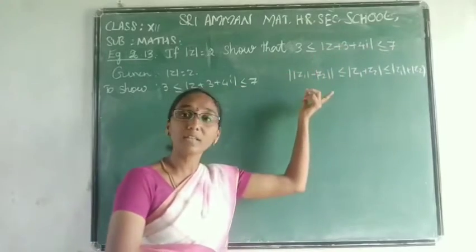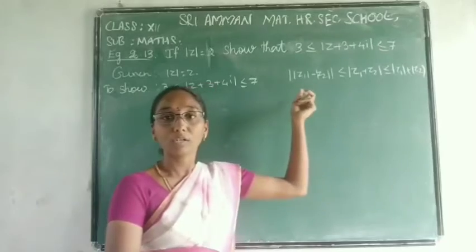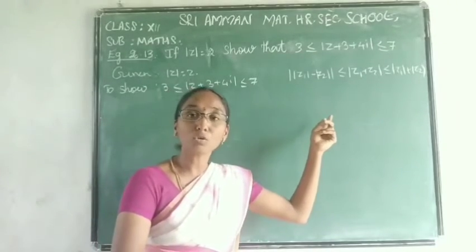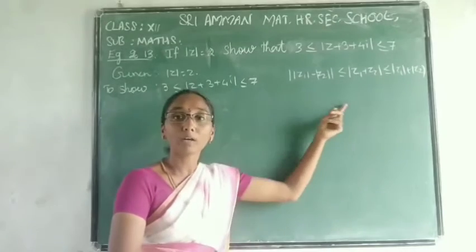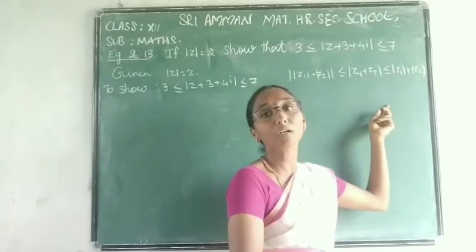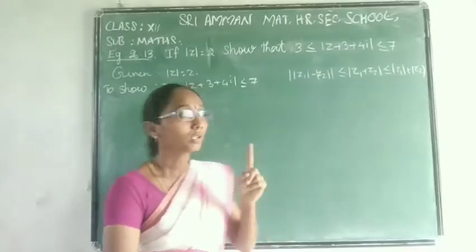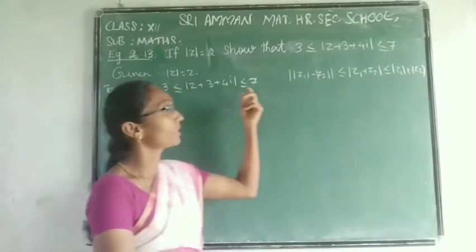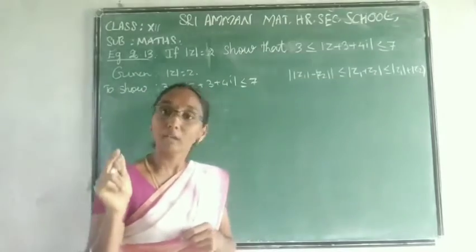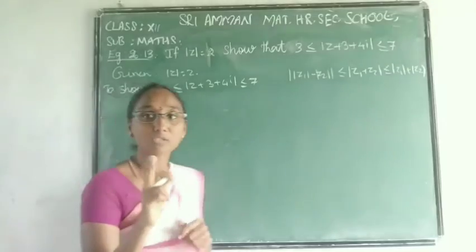You have to use this property, which I already explained to you. That means whole modulus of z1 minus z2 is less than or equal to modulus of z1 plus z2, which is less than or equal to modulus of z1 plus modulus of z2. This is the lower bound, this is the upper bound. I have drawn a diagram. First of all, understand in which way the diagram is drawn for this question.